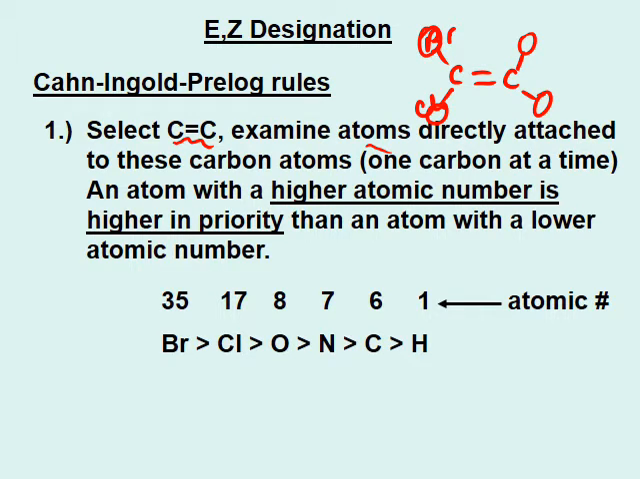Obviously Br has a higher priority because its atomic number is 35, and the atomic number of Cl is 17. So this is the higher priority. Let's have H for high priority, and L for low priority. In the same way, you're going to do the same thing on the right-hand side before you designate the E or Z stereoisomer.